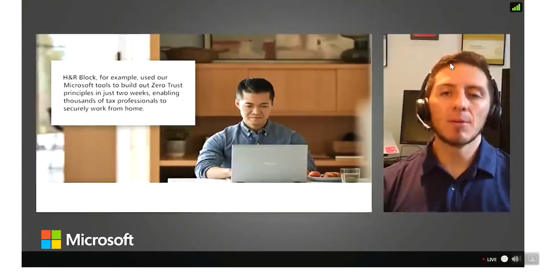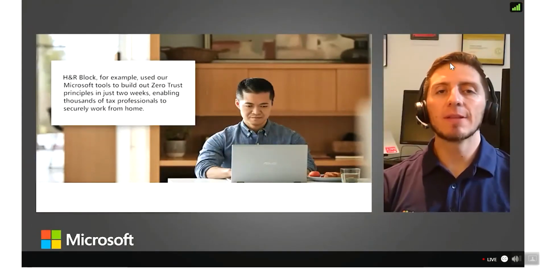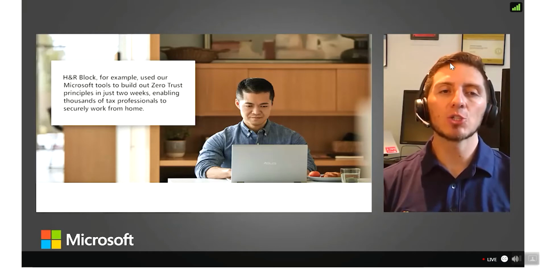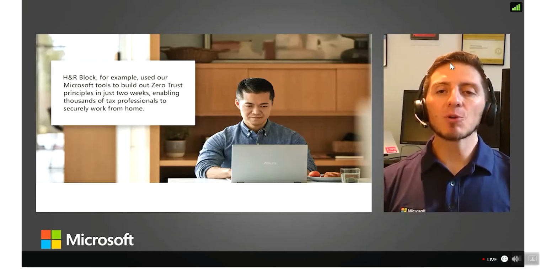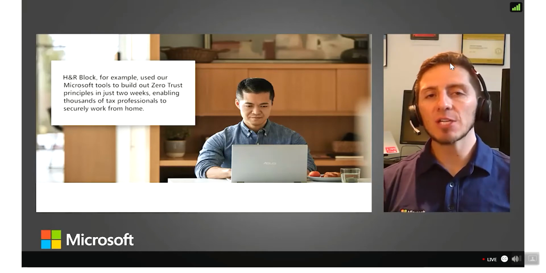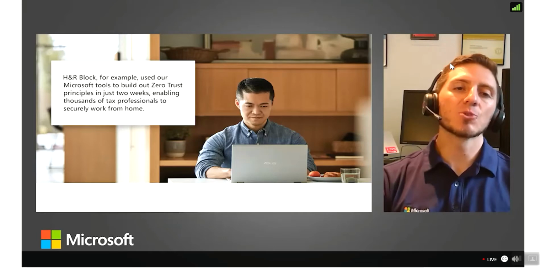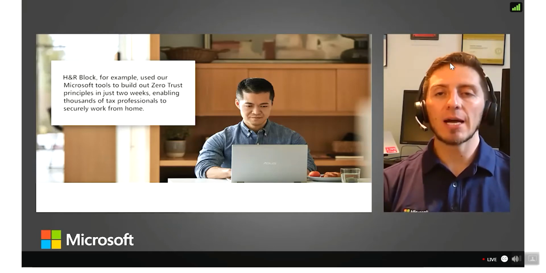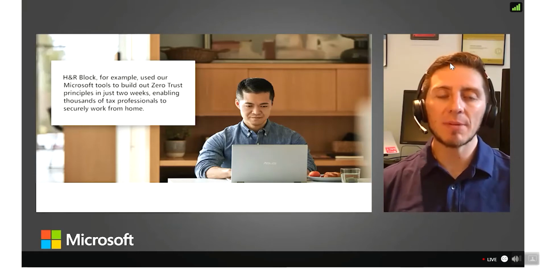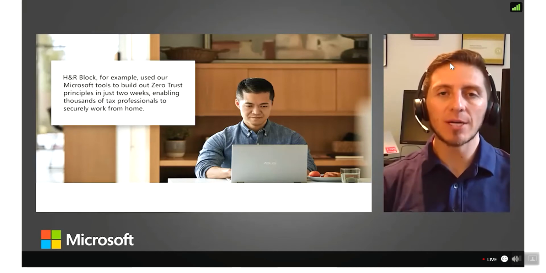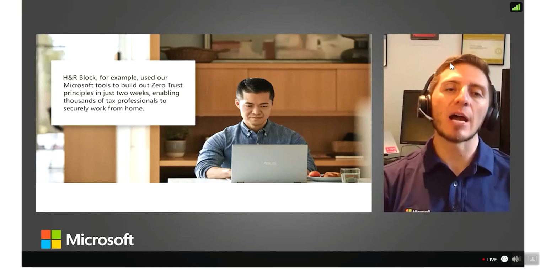So another case study, maybe a familiar name, H&R Block. They adopted a zero trust strategy and a lot of different tools I just showed you on the previous slide. What is important for this scenario is that after just 2 weeks of work, they were able to enable thousands of tax professionals to securely work from home, using Azure AD for authentication and Azure VPN. So in just 2 weeks they achieved that balance between productivity and security. Everyone in this case was able to securely connect, access those resources, and stay productive.